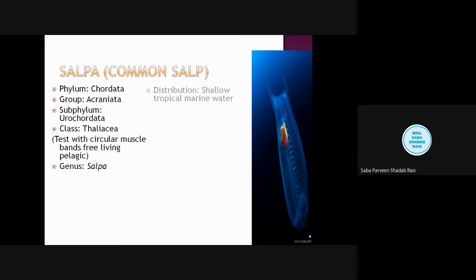Now, when we talk about their distribution, they are, of course, Urochordates, so they will be marine. They are found in shallow marine water, and usually they are found in the tropical region. When we talk about their habit and habitat, these are free swimming animals and they are solitary. They are found in the pelagic zone up to a depth of 200 meters.